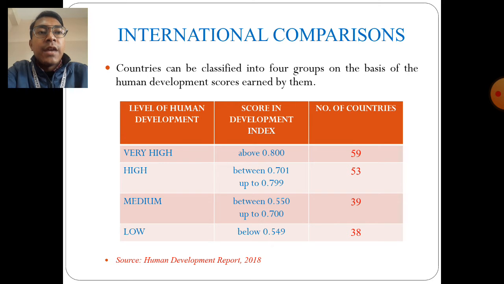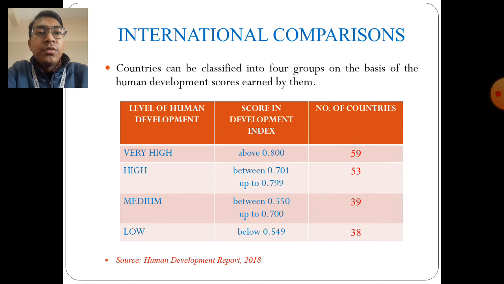The countries having a score of 0.701 up to 0.799 are considered to be having a high level of human development, and 53 countries of the world are in this group. And the countries having a score of 0.550 up to 0.700 are in the medium level of human development, and 39 countries of the world are in this medium level of human development.